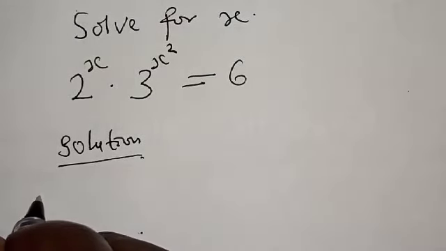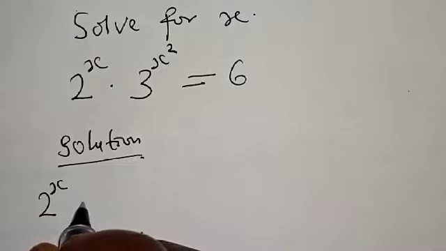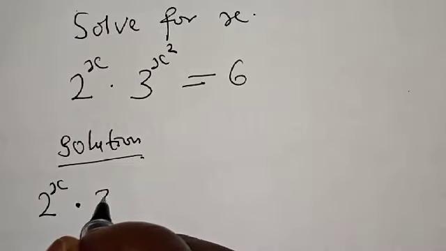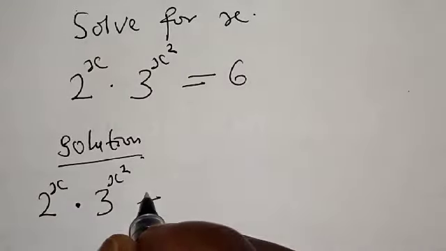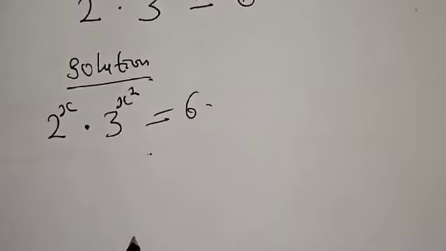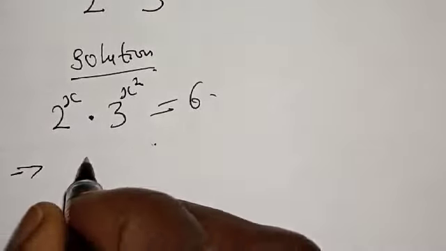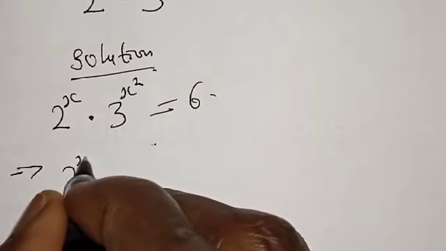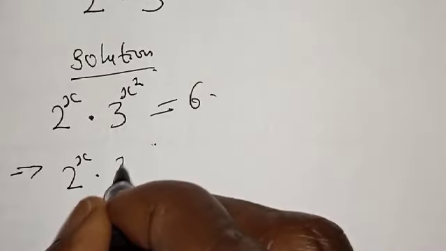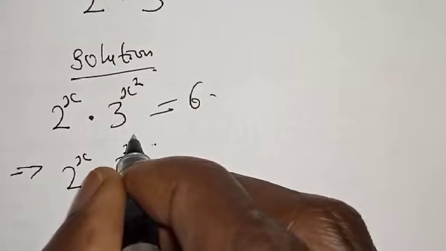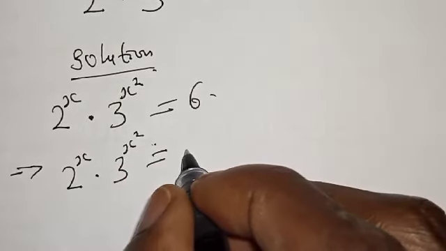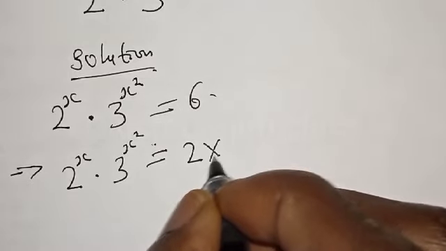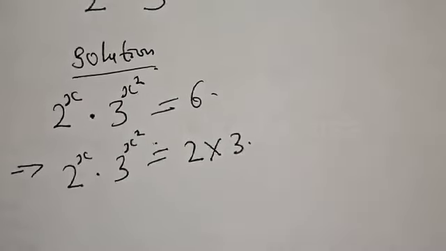Solution. We have 2 raised to power x multiplied by 3 raised to power x squared to be equal to 6. So this implies that 2 raised to power x multiplied by 3 raised to power x squared equal to 6, which can be expressed as 2 multiplied by 3.